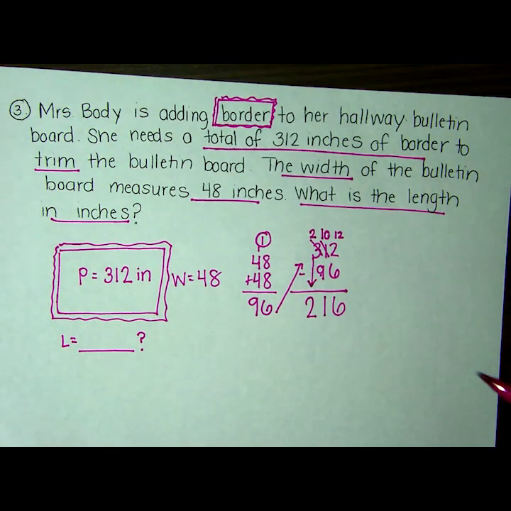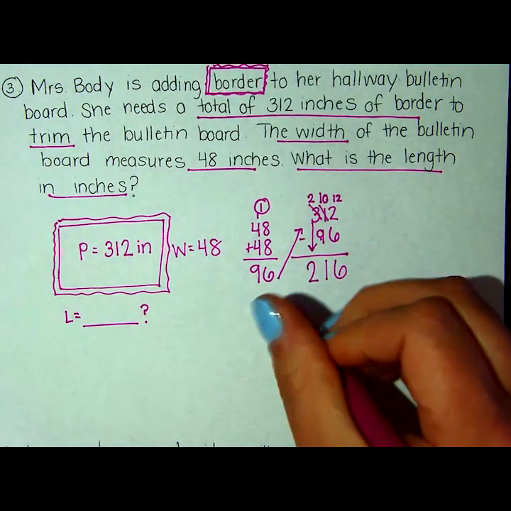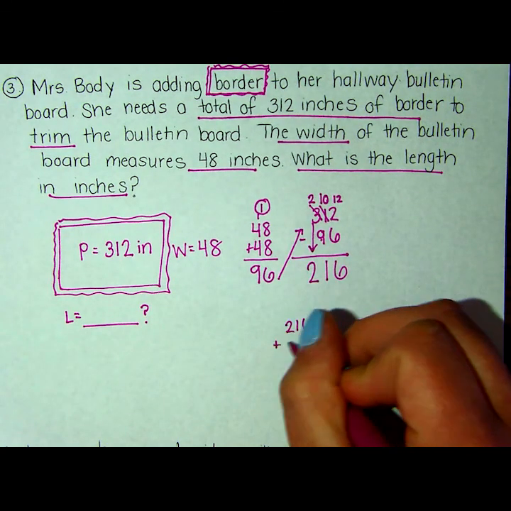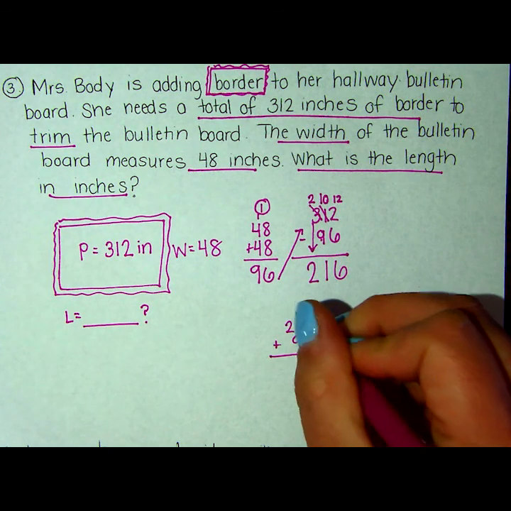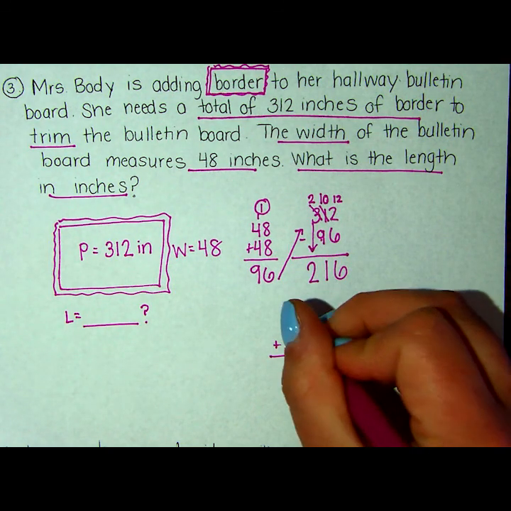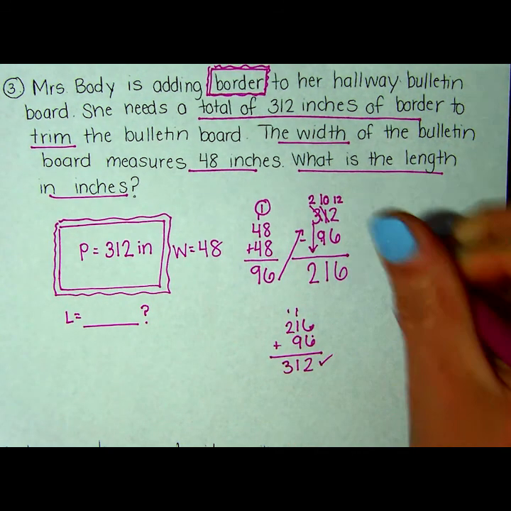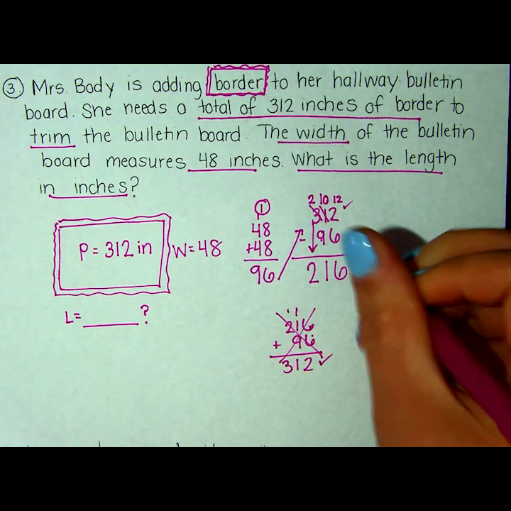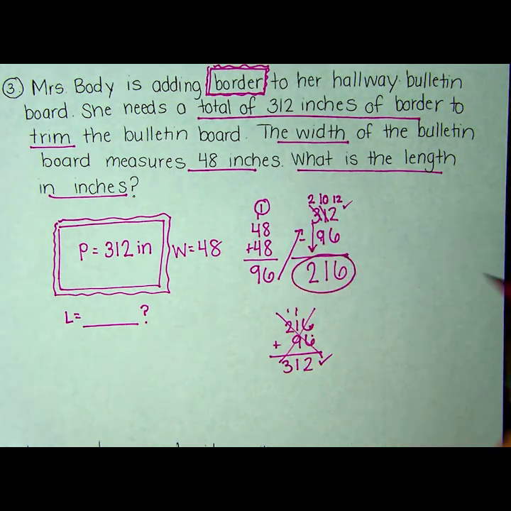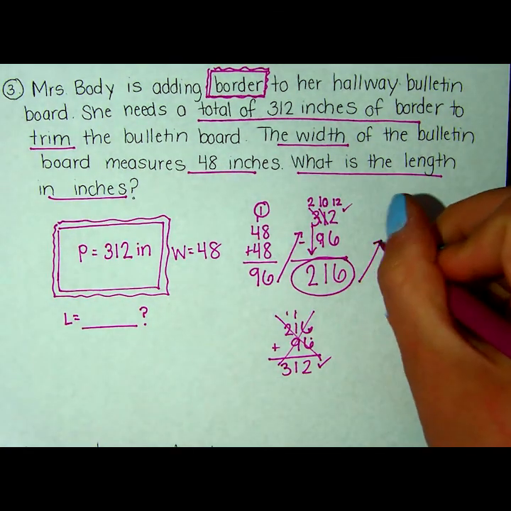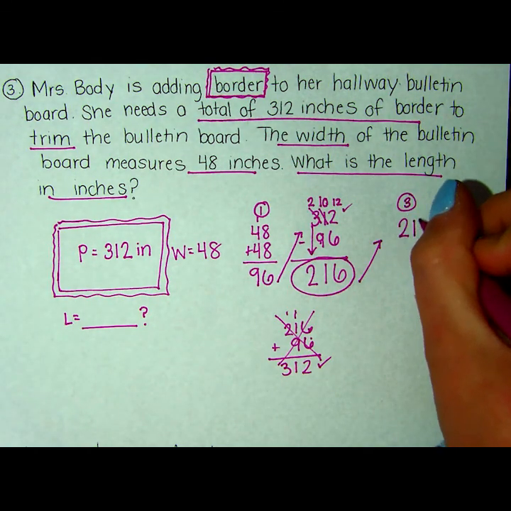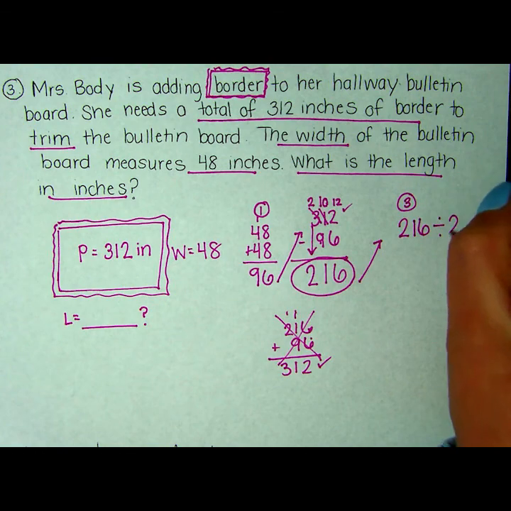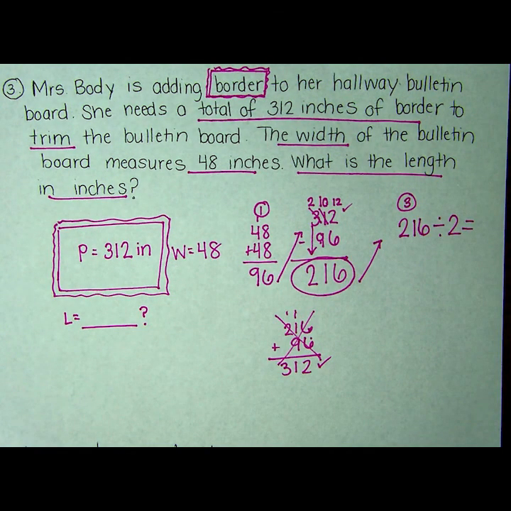I'm not good at subtraction, so I'm going to add that real quick to make sure I did this correctly. This is 12, carry the 1, 9, 10, 11, carry the 1, 12, 312, 312. Okay, so I did this correct. 216 is correct. Now the last step, step 3, is to divide, so to cut it in half. 216 divided by 2. How are we going to do that?